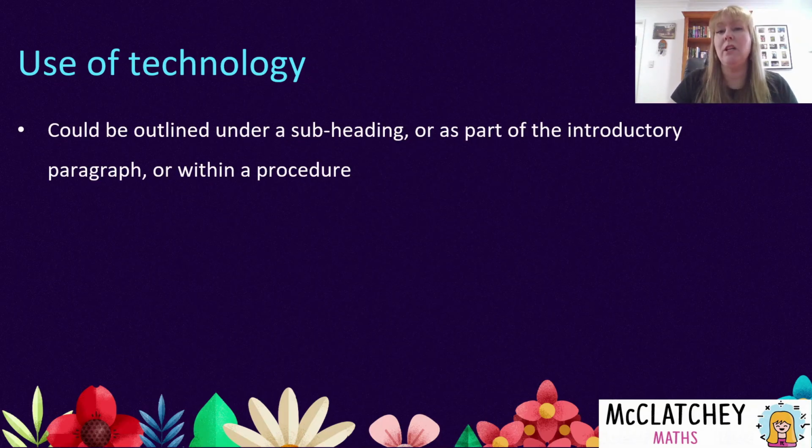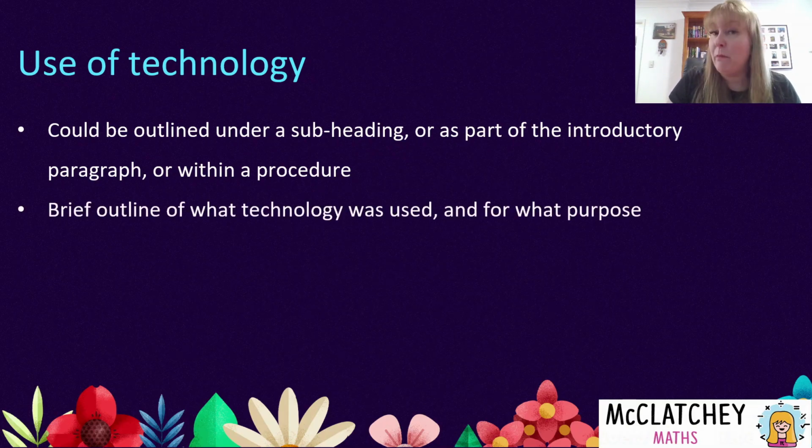Now, once again, this could be under a subheading of its own. And once people put subheadings in, they're kind of tempted to then write lots and lots and lots. You don't really need to. It could just be brief. Microsoft Excel was used for this purpose, and Microsoft Word was used for this purpose. A graphics calculator, Casio, blah, blah, blah, was used for this purpose. And if there's not a lot to say, you could actually put that within your procedure or within your introductory paragraph. So there's flexibility about where you put this information, but it's just really important that you put it in. Otherwise, you won't get the full marks for Formulate. You need to briefly explain what the technology was and what purpose you used it for.